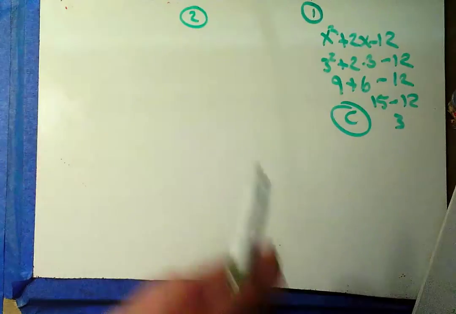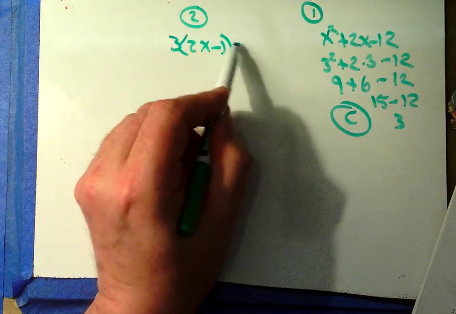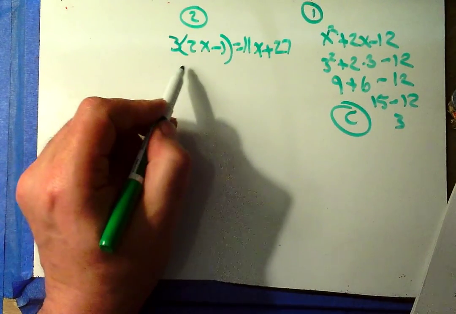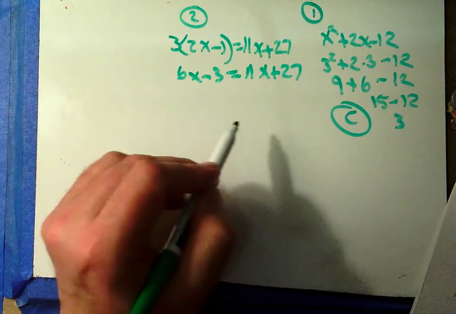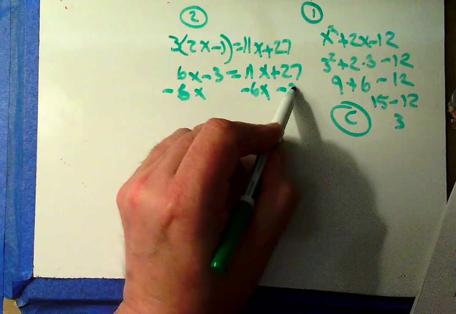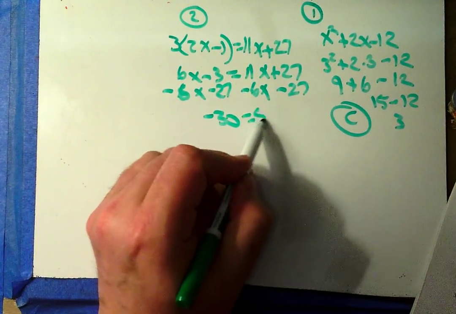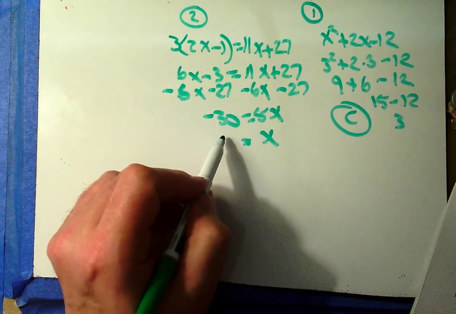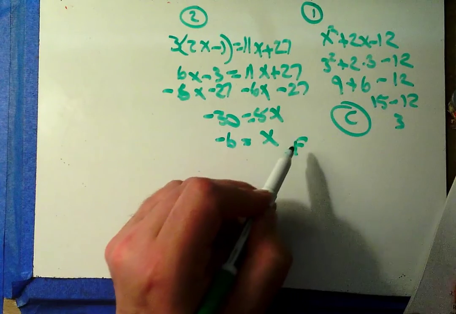For number 2, we've got 3 times (2x minus 1) equals 11x plus 27. We need to do some distributing here. So 6x minus 3 equals 11x plus 27. I'm going to move the x's to the right side and the numbers to the left side. And so I'm going to have negative 30 equals 5x, or x equals negative 6, which is choice F.